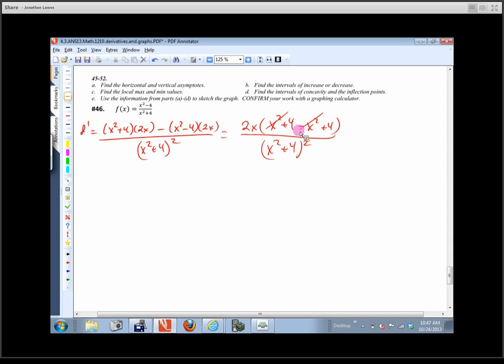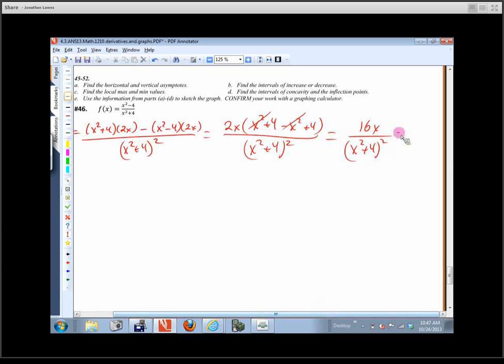X squareds go away. I've got a positive 8, so this is 16x over x squared plus 4 quantity squared. When does it equal 0, and when does it not exist? Never. When does it equal 0? When x equals 0. So there's our critical value. We're going to put that on our sign line.